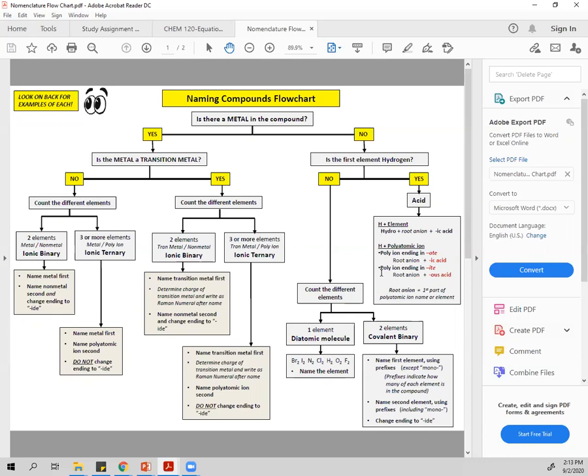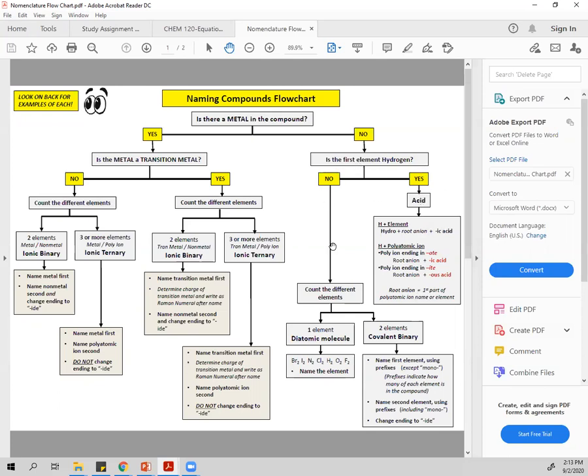If instead of chlorine, it might have been an F, then we would call it hydro, and then we change that fluorine to fluoric, so hydrofluoric, and then we end it in acid. So acids are always pretty easy to identify because they have the name acid at the end. And they also have hydrogens primarily, right? And so that's what we're looking for. And so that's how we can tell.